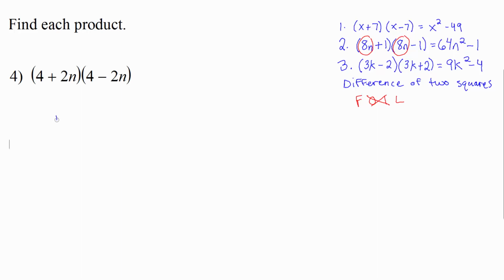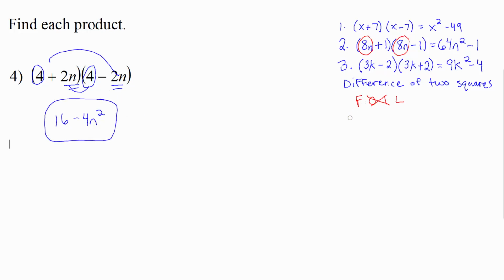So the right answer here is 16 minus 4n squared, because 4 times 4 is 16, or in other words, 4 squared is 16, and 2n times negative 2n is negative 4n squared. The outer and inner terms, this part and this part, cancel each other out, so this is our answer.